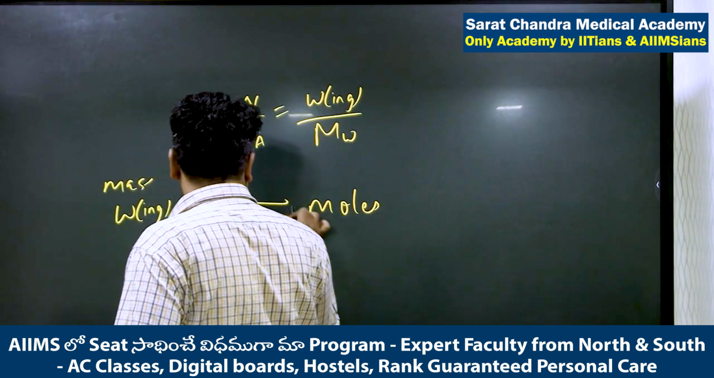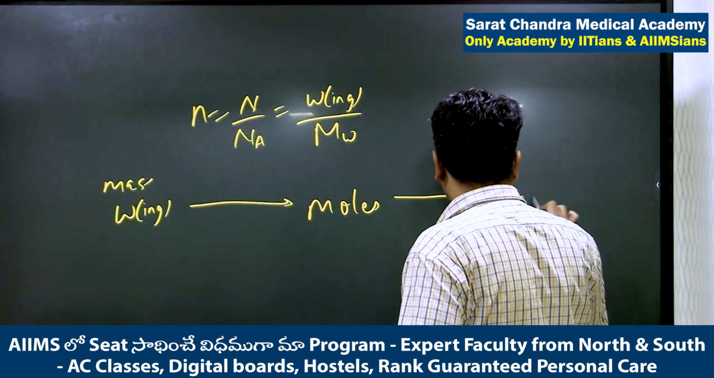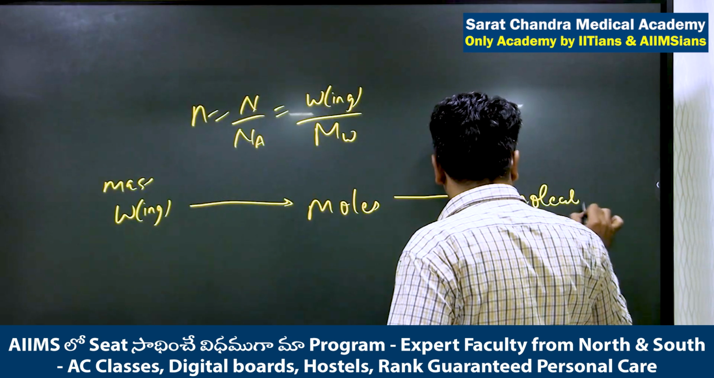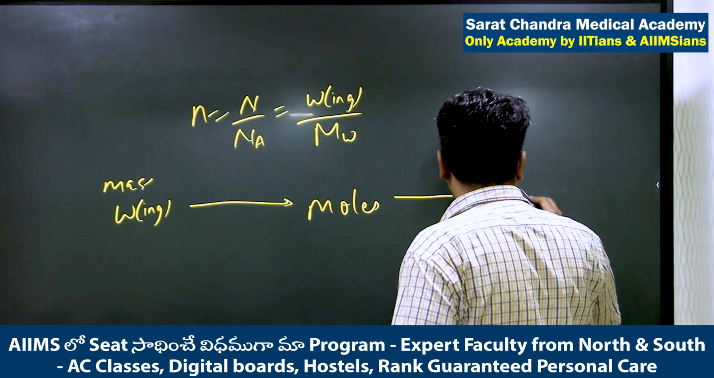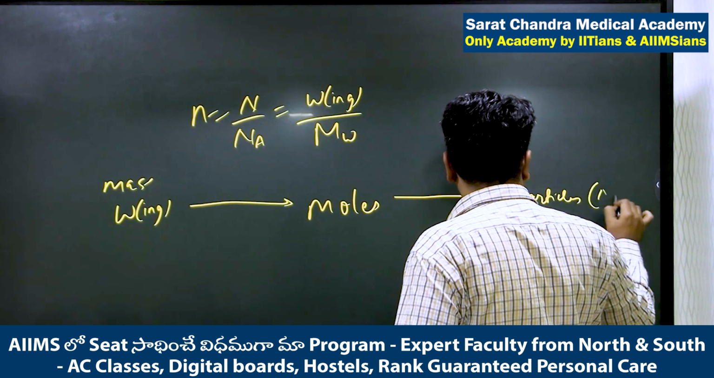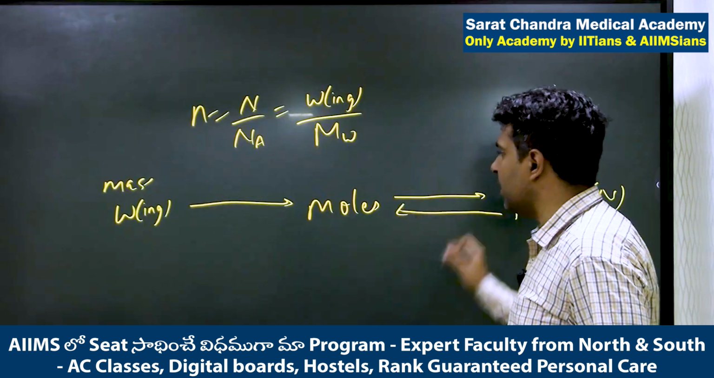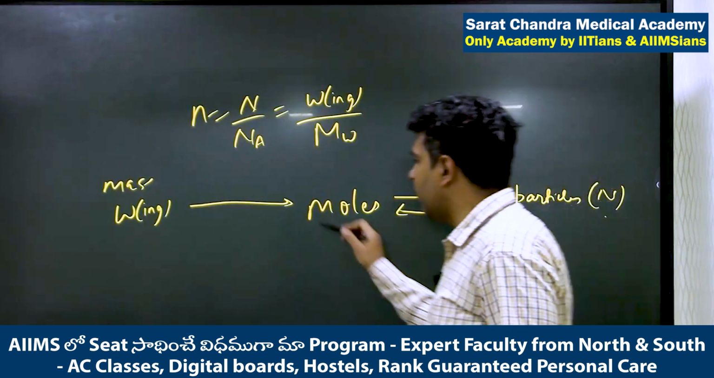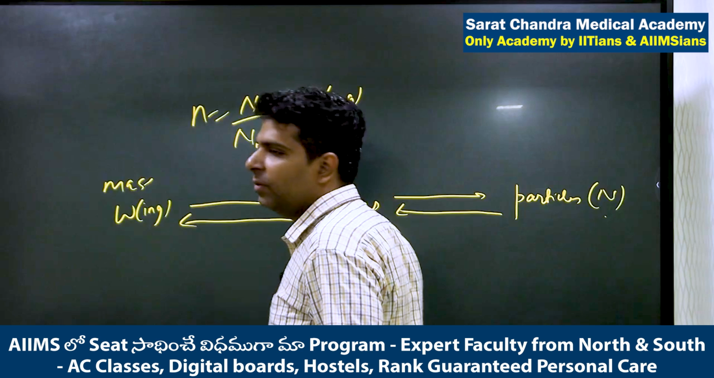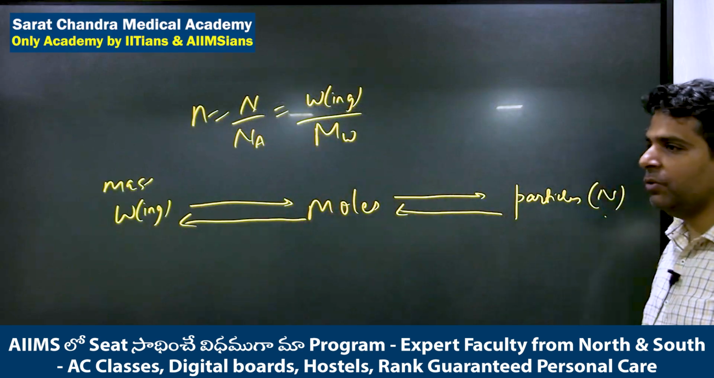So mass to moles you can calculate. Then from moles you can calculate molecules, or you can call it particles. It can be molecules, atoms or ions, right? Now from molecules, atoms or ions, that is particles, you can calculate moles, and from moles you can calculate mass also. So we have done questions based on this also.